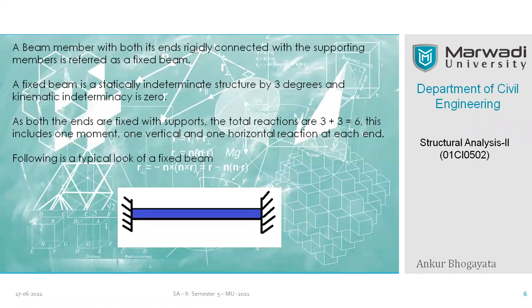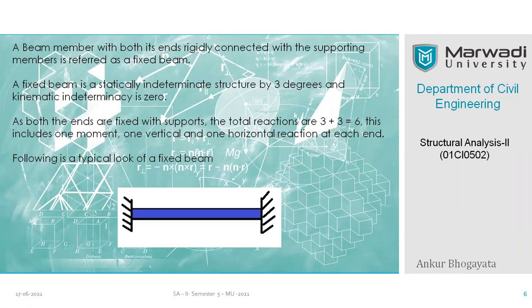A beam member with both its ends rigidly connected with the supporting members is referred to as a fixed beam, as simple as that. So a linear element, which is known as a beam, when it is equally rigidly connected at both ends, is referred to as a fixed beam. A fixed beam is a statically indeterminate structure by 3 degrees.